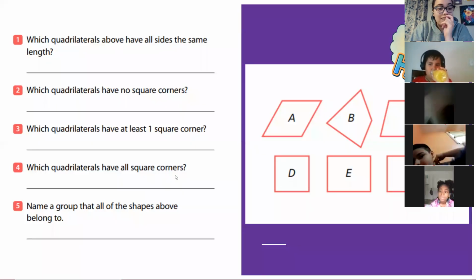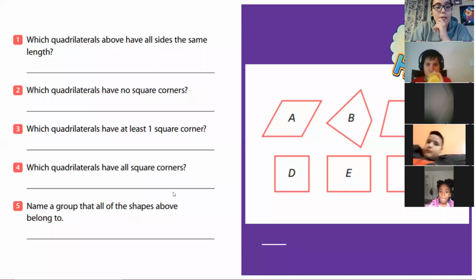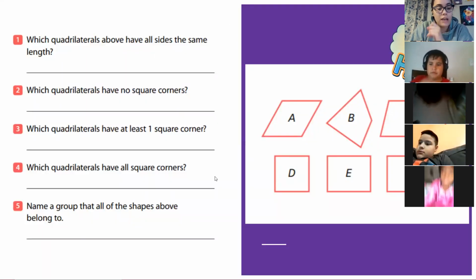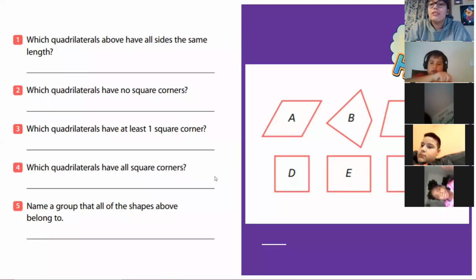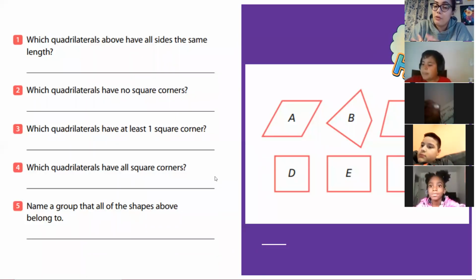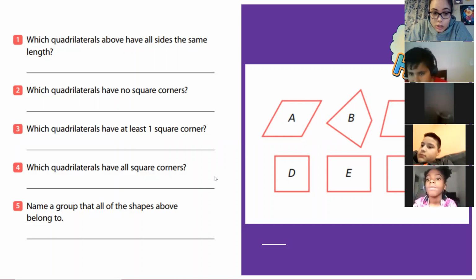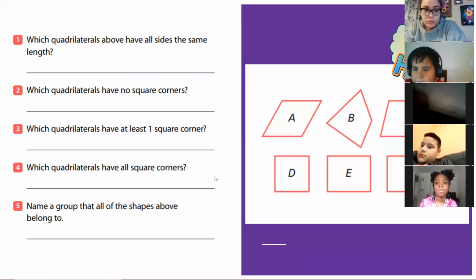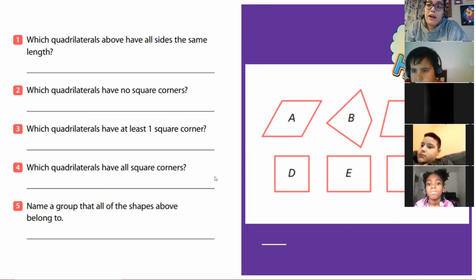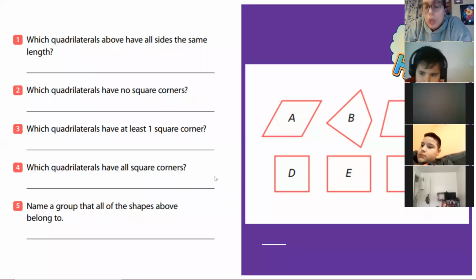So number 5 is: name a group that all the shapes above belong to. So it's not asking to name a letter, or name a shape. It's asking for the name of a group of shapes that all of these shapes belong to. Okay? That's why I said I was looking for a word that all of these shapes belong to.